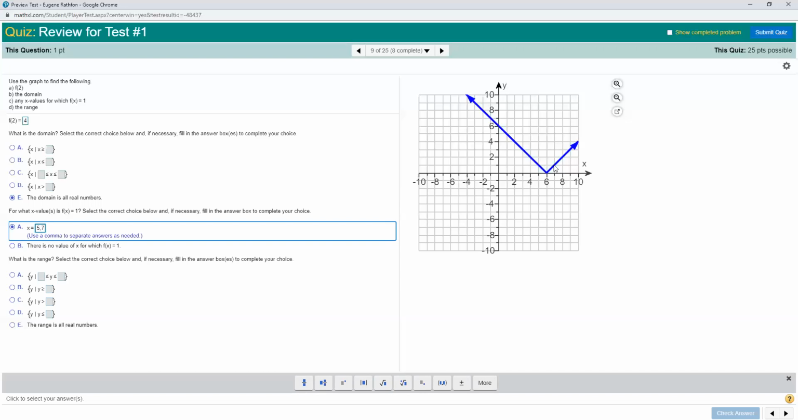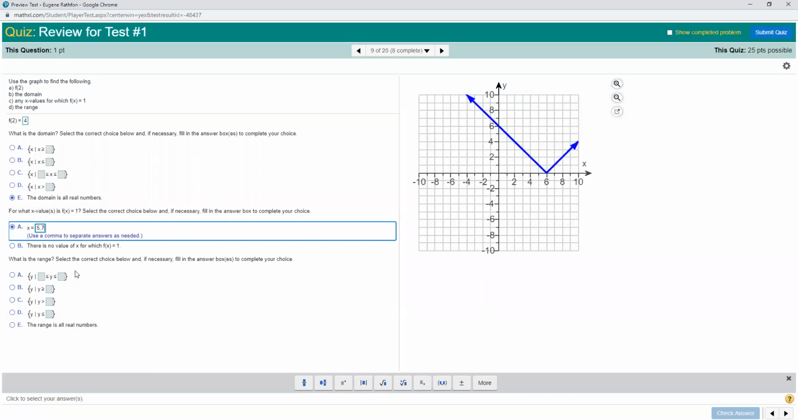Okay, so part A, f of 2, you looked for the y value. Part C, they're giving you the y value. You have to find the 2 x values.